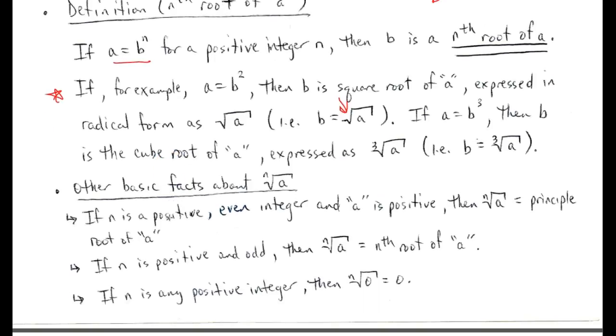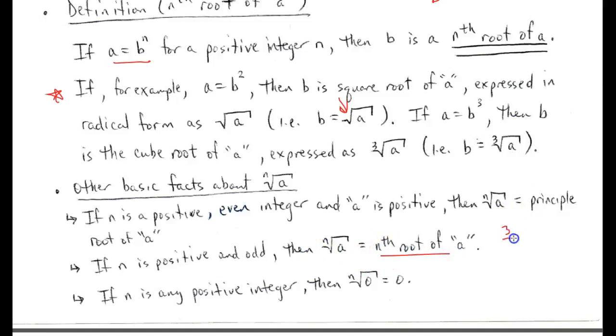Some other basic facts about the nth root of a: if n is a positive even integer, such as 2, 4, 6, 8, 10, and so on, then we take the nth root of a as being the principal root. The principal root just means we are talking about the one that is always non-negative, okay? I'll get into a deeper explanation of what that means a little bit later. Next thing, if n is positive and odd, then we say that the nth root of a is just this, okay?